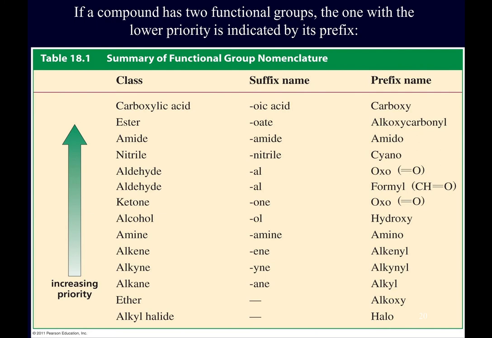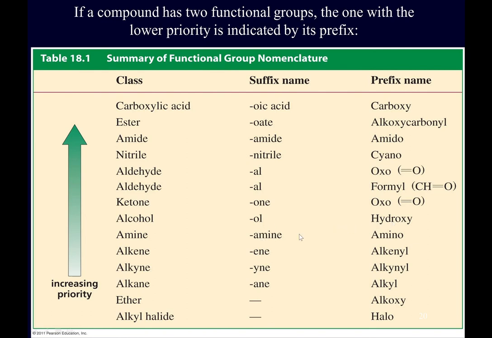If ester is the main functional group, it becomes oate as a suffix, but it becomes alkoxycarbonyl as a prefix. In case of amide, it becomes a suffix if it is the primary functional group, so it becomes alkanamide, but it becomes amido if it is a secondary functional group, so it becomes the prefix. Same thing in case of nitrile: if it is the main functional group, it becomes a suffix as nitrile, but as a substituent it becomes cyano. For aldehyde, al, or it becomes oxo or formyl as a substituent. For ketone, one is the base name, but it becomes oxo as a substituent. Alcohol as a base name becomes ol as a suffix, but as a substituent it becomes hydroxy.